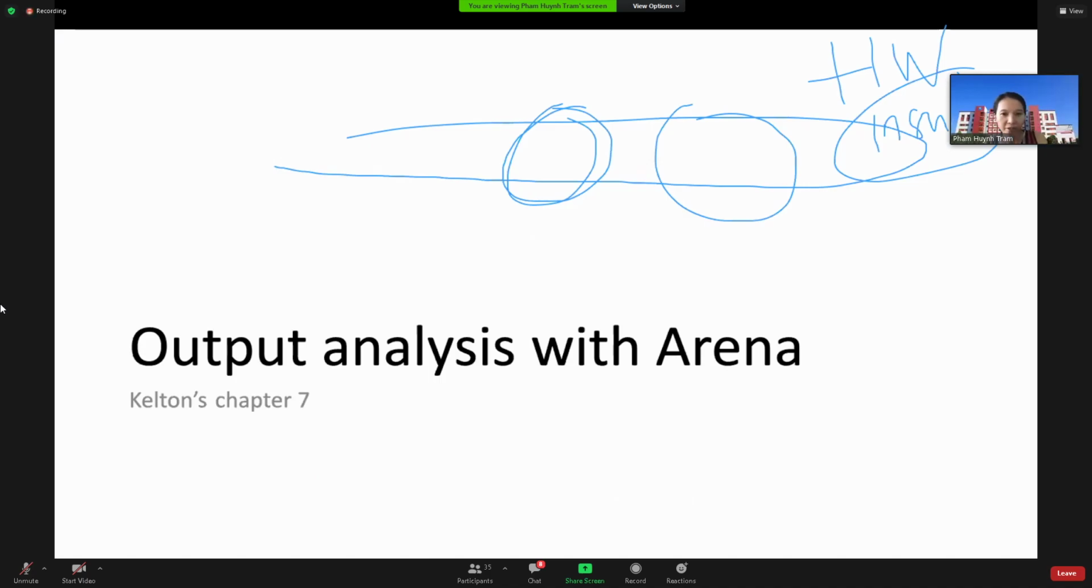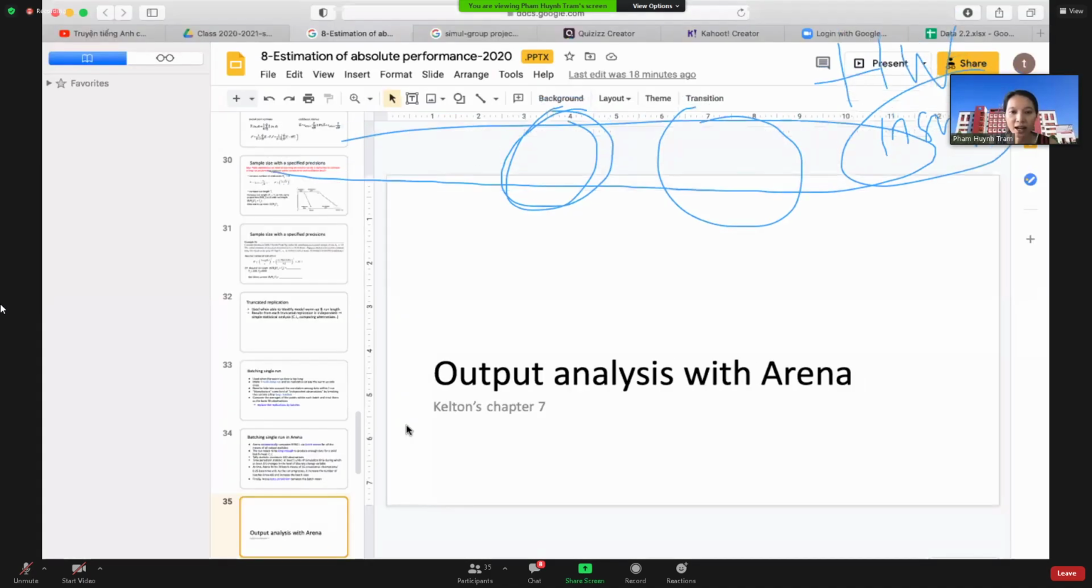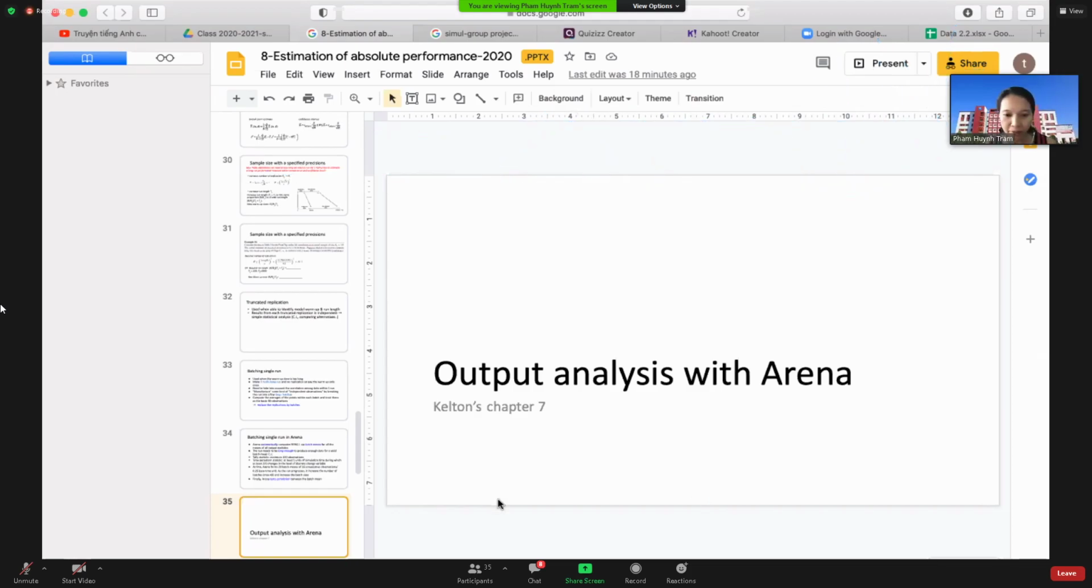All right, now I will show you quickly how to do this in Arena. Please give me a second, I need to connect with my other laptop.